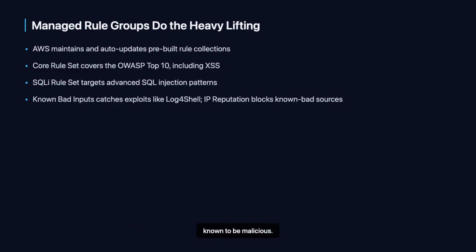known to be malicious. One tip from the field: always run a new managed rule group in count mode for a day or two first. That lets you catch false positives before you flip it to block and accidentally turn away real customers.